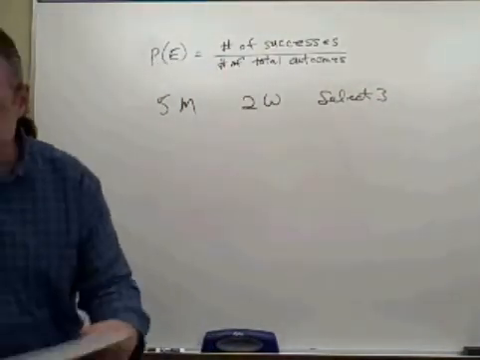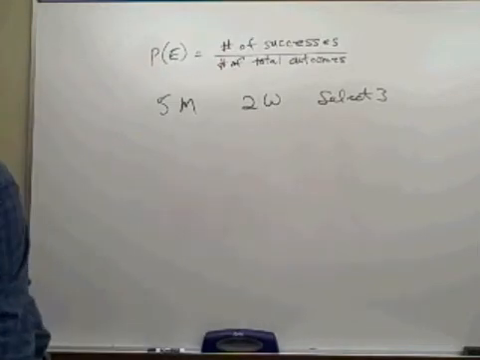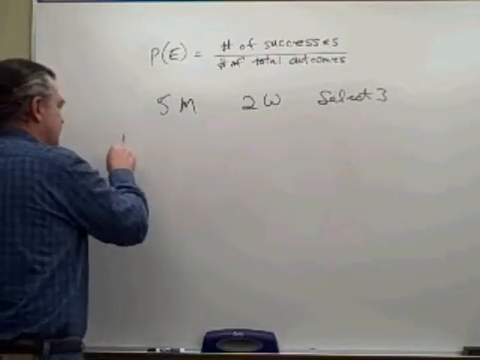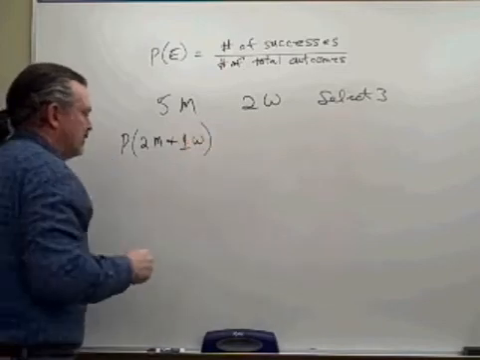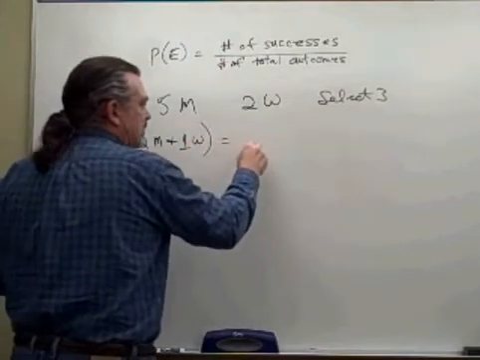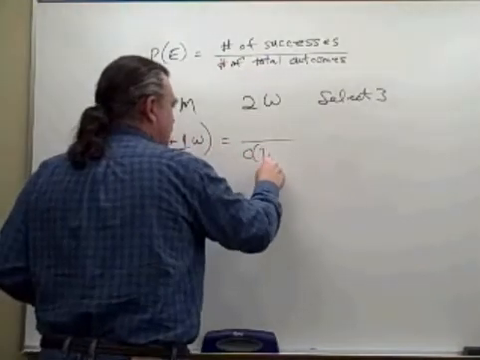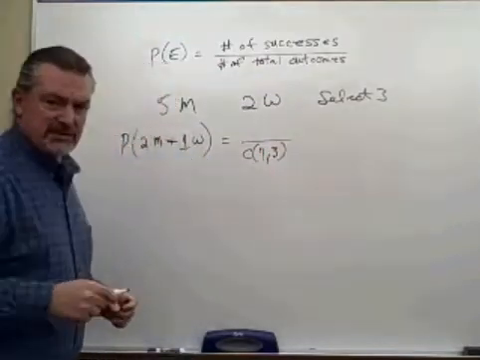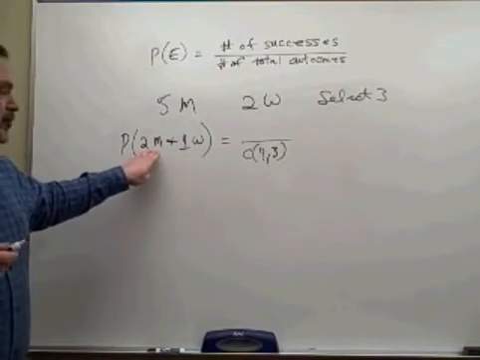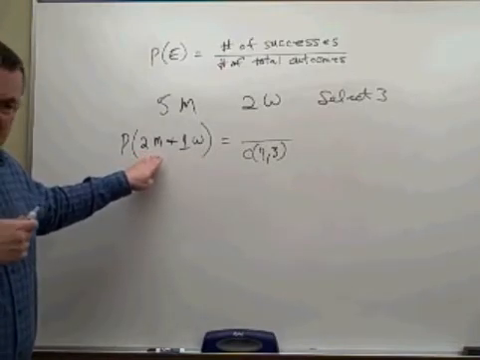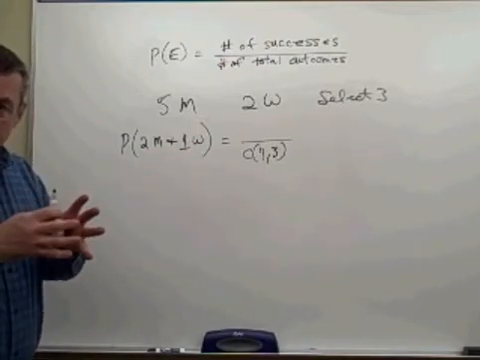The second part of that problem said, find the probability that 2 men and 1 woman are selected. So we want the probability of 2 men and 1 woman. Well, we're still picking out 3 out of 7. So that remains the same, combination of 7 taken 3 at a time. But now we are choosing 2 from one set and 1 from another set. We're doing it to both sets, so that's a multiplication.